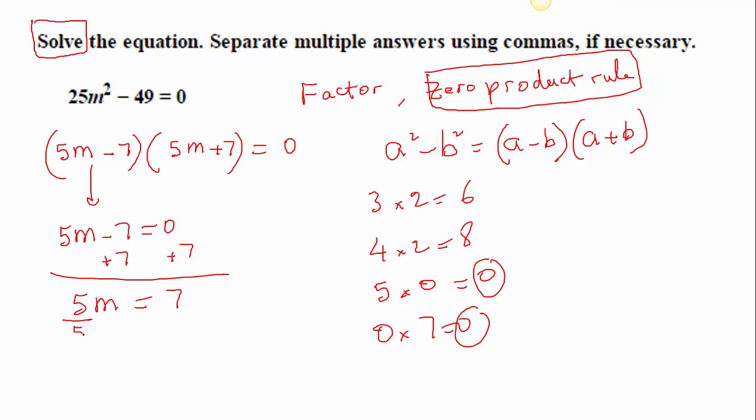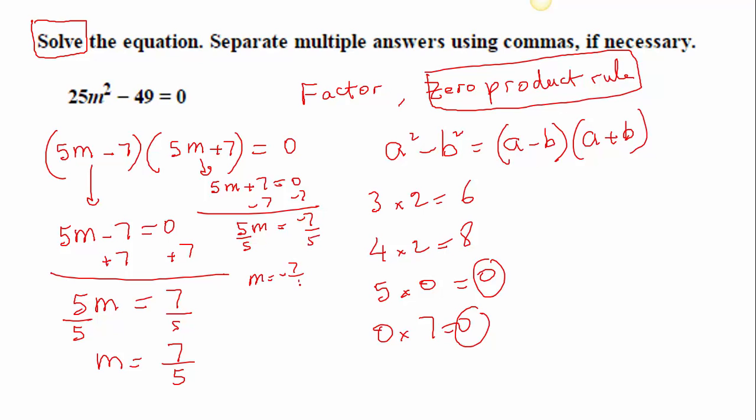Then divide both sides by 5. So m would be 7 over 5. Do the same for this one here: 5m plus 7 equals 0. Subtract 7 from both sides, and divide both sides by 5. And so the solution is plus or minus 7 over 5.